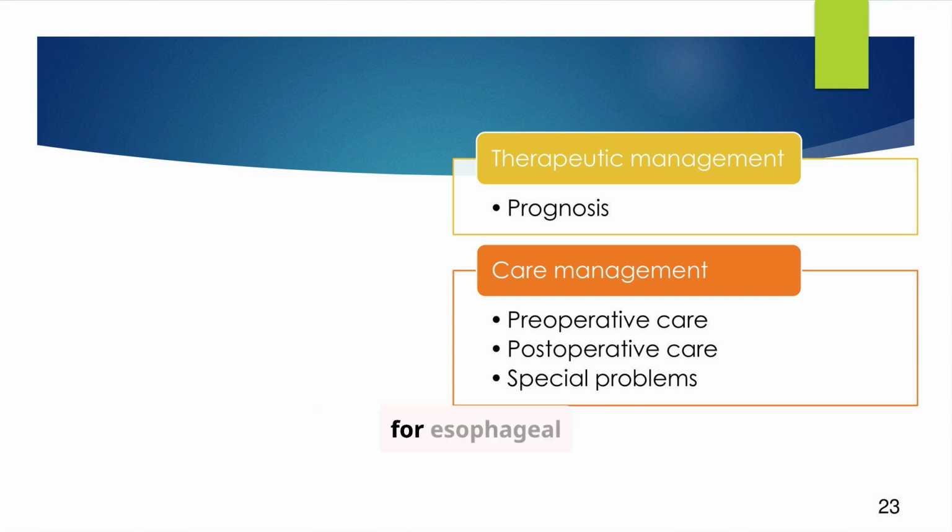Therapeutic management for esophageal atresia and tracheoesophageal fistula primarily involves surgical repair. Prognosis depends on the specific type of defect and associated anomalies. Care management requires specialized skills, including meticulous preoperative preparation, intensive postoperative care focusing on respiratory and nutritional support, and managing potential long-term complications or special problems.